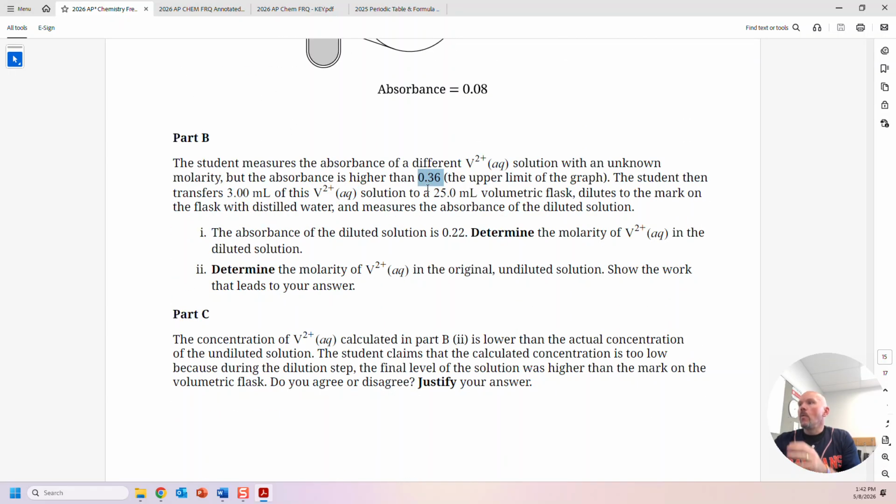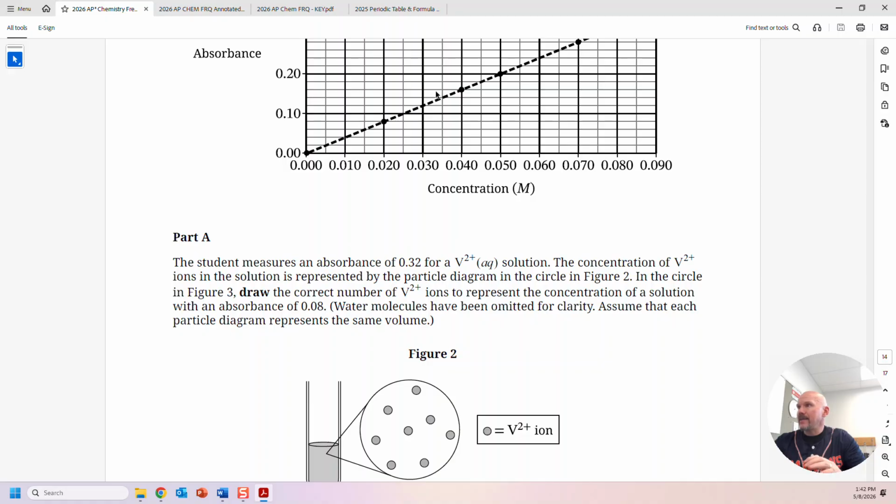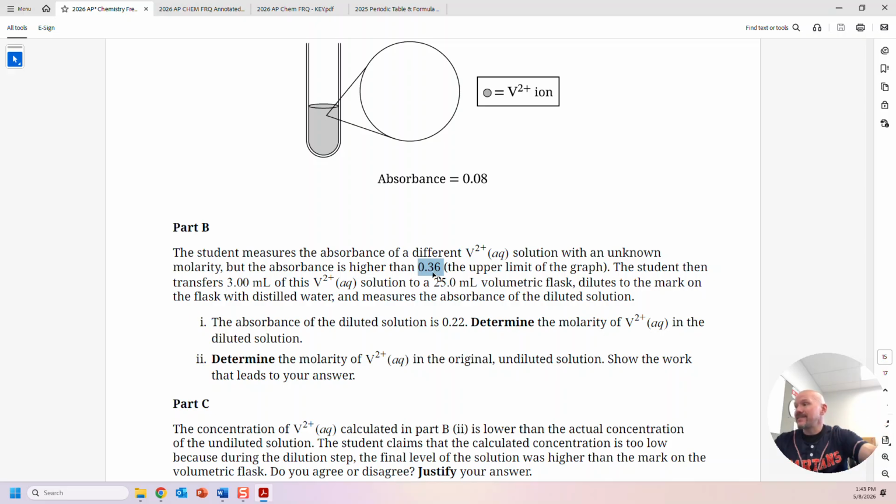All right. So what did they do? They took this solution that the absorbance reading was too high, and they diluted it to a new known volume. And then they measured the absorbance of that, knowing it would bring down the absorbance value enough that we could figure out the concentration of the diluted solution. And then we could do M1V1 equals M2V2, but in this case, calculate M1 to figure out what the undiluted solution that had this absorbance must have been, okay? So kind of a roundabout way of thinking about this question.